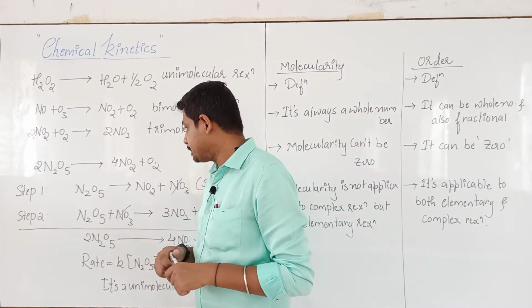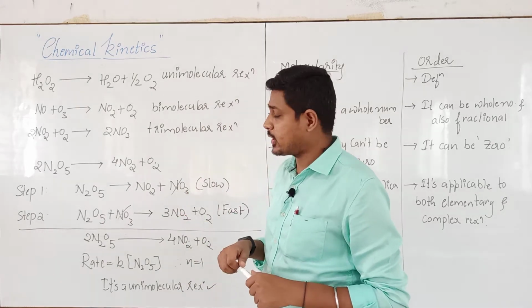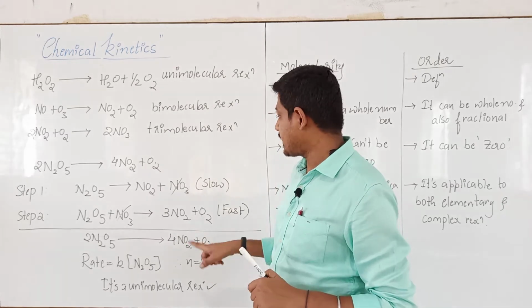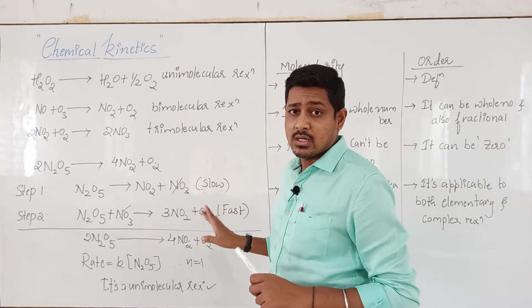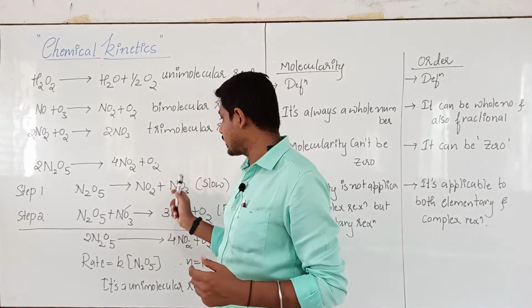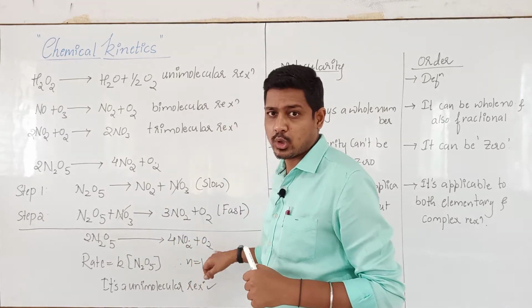Next, in step 2, another nitrogen pentoxide will collide with nitrogen trioxide, which will give you 3 molecules of nitrogen dioxide and 1 molecule of oxygen. Then, in the overall reaction, the NO3 on this side gets cancelled, so the overall reaction is this. We are getting the overall reaction.